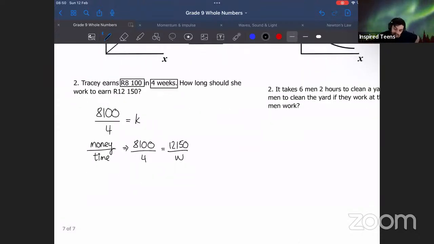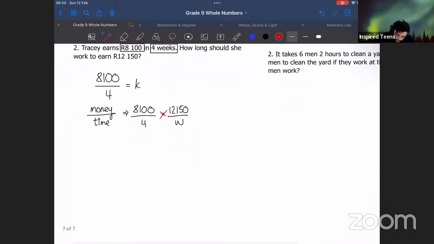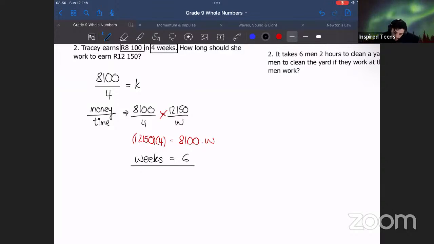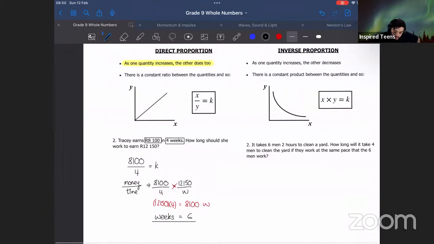Okay, so here again, algebra, you're going to cross multiply. So it's going to become 12,150 times 4 is equal to 8,100 times the amount of weeks. Okay, you do this calculation and you're going to divide it by 8,100 because it's multiplied on the right. You take it over as division. And when you do that calculation, you get the weeks as 6. Okay, so that's direct proportion, and that's how you deal with it.